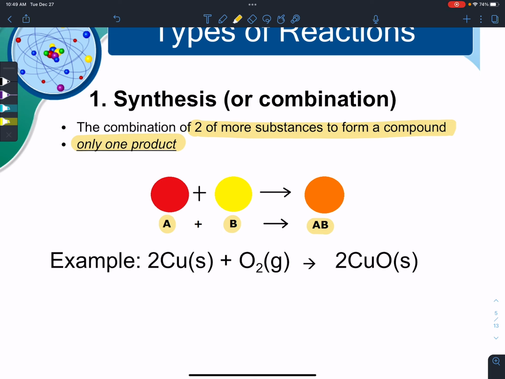If you look at it in a structural sense here with this chemical reaction, we've got 2 coppers, we've got 1 oxygen, and it combines to form 2 copper oxides. And you notice here that even though we've got 2 different reactants, we have one product.